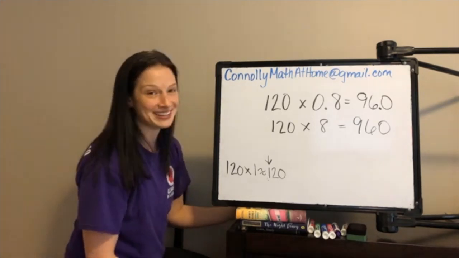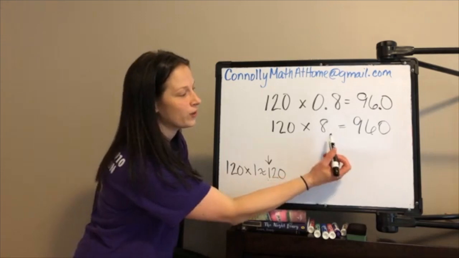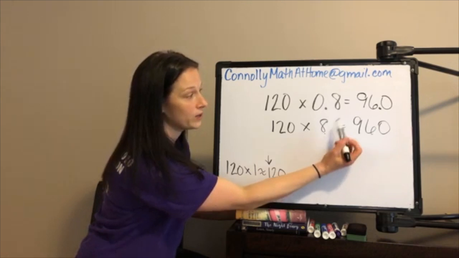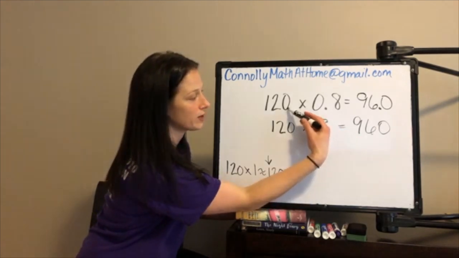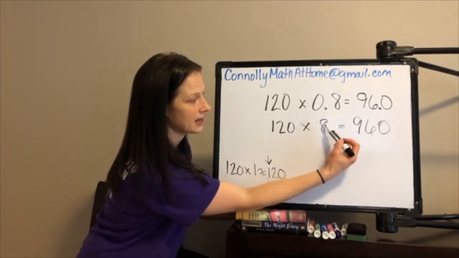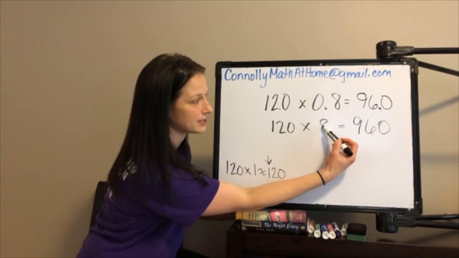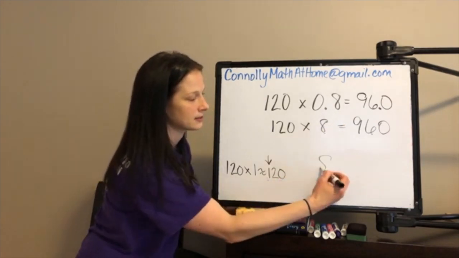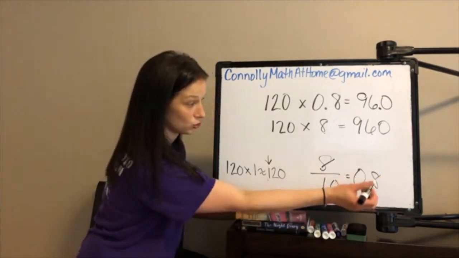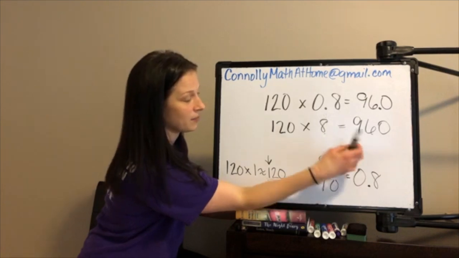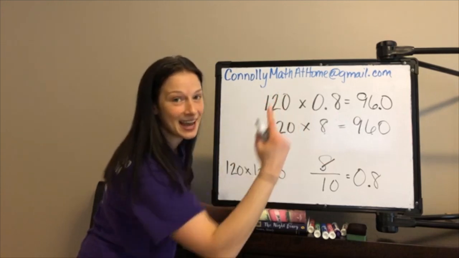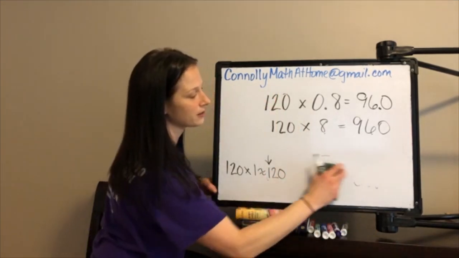How exciting. All right, so other ways we can think about this. We have 120 times 8, and that's the whole number. Then we ask ourselves what happened to this factor. So 120 stayed the same, nothing happened there. 8 to 8/10, how many times smaller did 8 get? Well, I know 8 divided by 10 is 8/10. So when I think about what happened, my factor got 10 times smaller. So my product is going to get 10 times smaller.